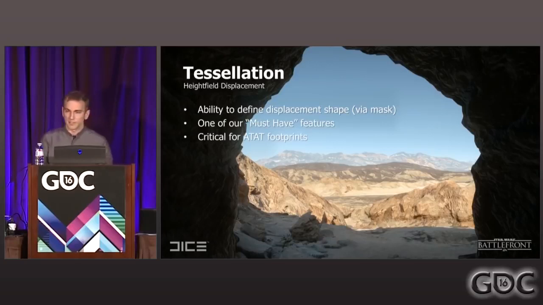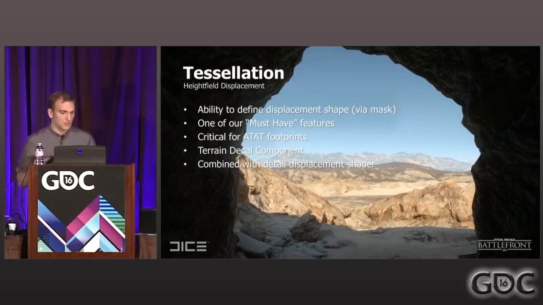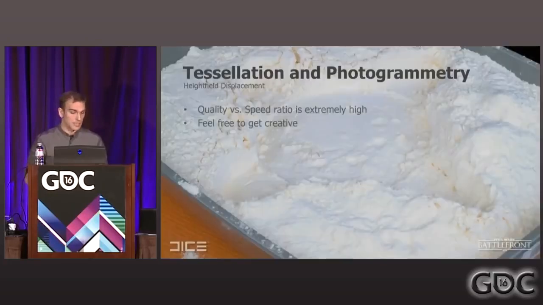It sounds maybe somewhat trivial, but we have these giant AT-ATs stomping around our levels, and we knew that we wanted them to be affecting the terrain that they were on, especially when we're on a level like Hoth, which is snow. We have a terrain decal component within our terrain system that allows us to combine the height field displacement with the detail displacement shader. So a low-level displacement to create the actual physics displacement along with the nice mesh displacement. And I'll go into this a little bit more in a bit.